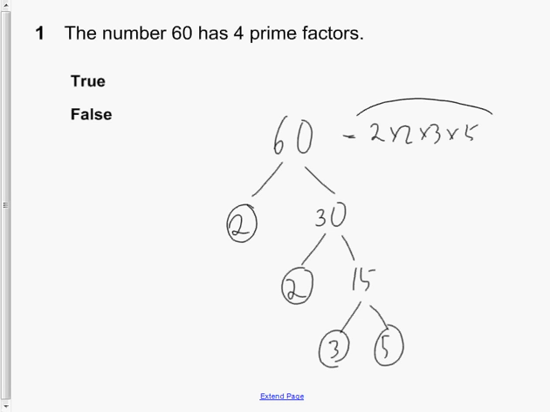So there are 4 prime factors. And what we can learn by that is the fact that 60 is not a perfect square, because there is no way we can reorganize those prime factors to create 2 equal numbers, which means 60 is not a perfect square, and there are 4 prime factors. So the answer is true. It has 4 prime factors.